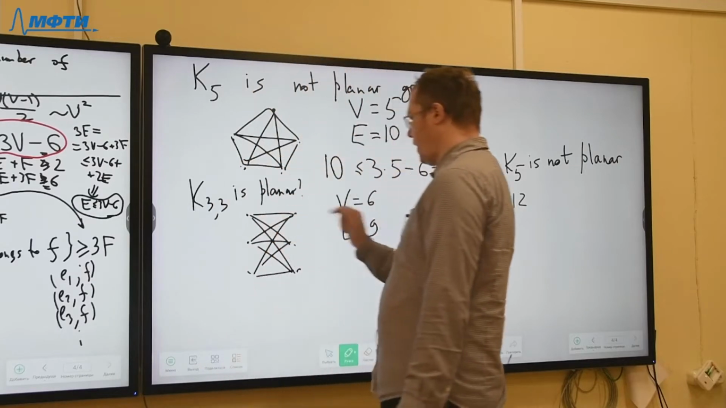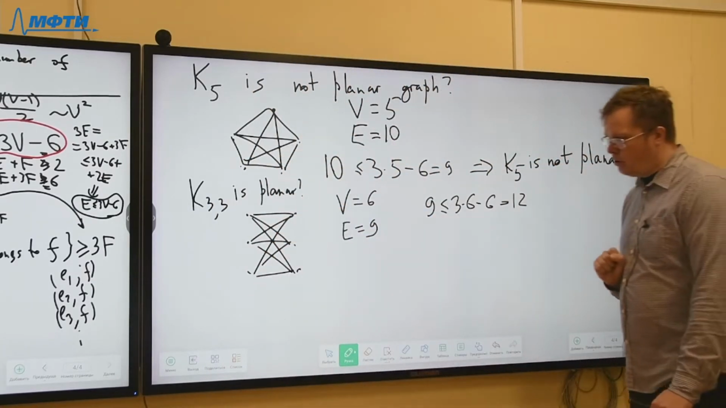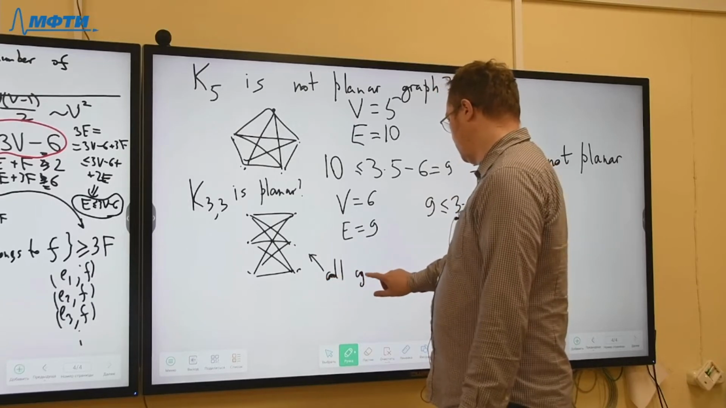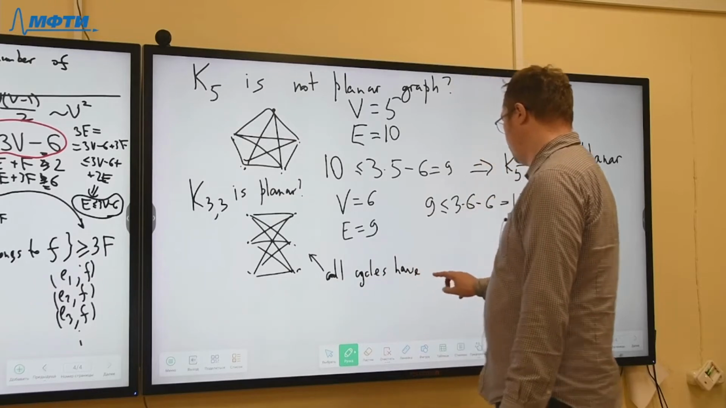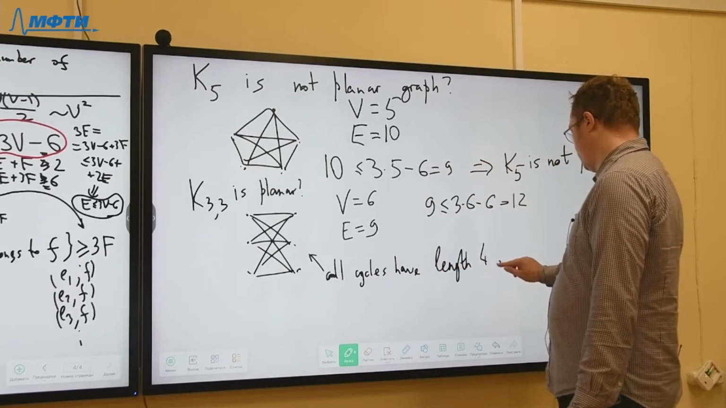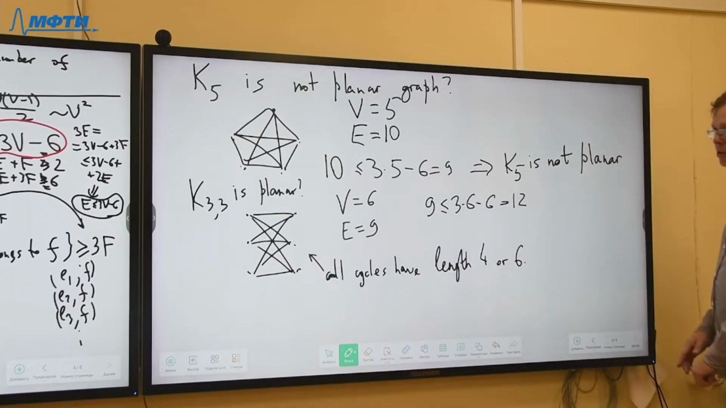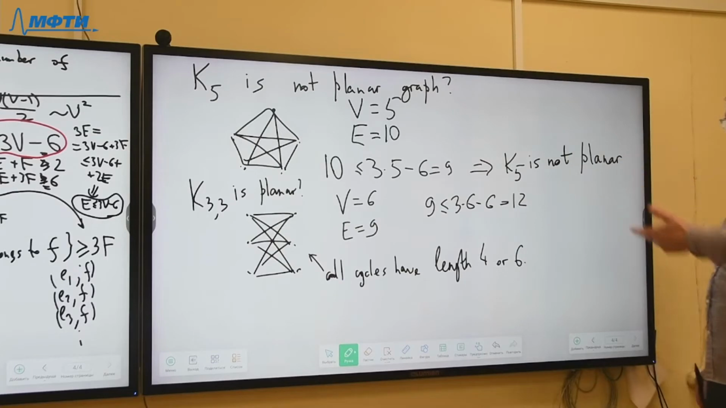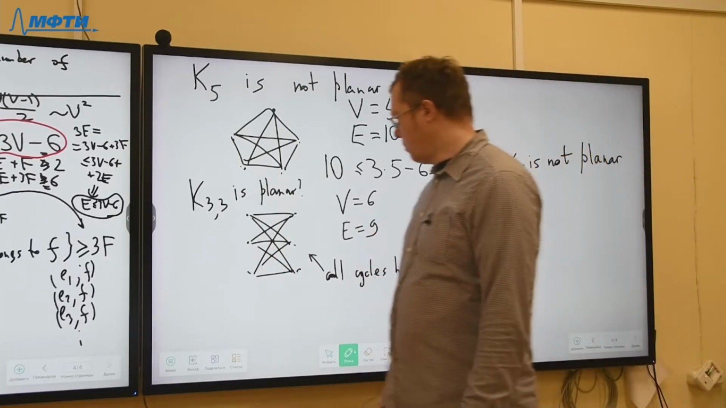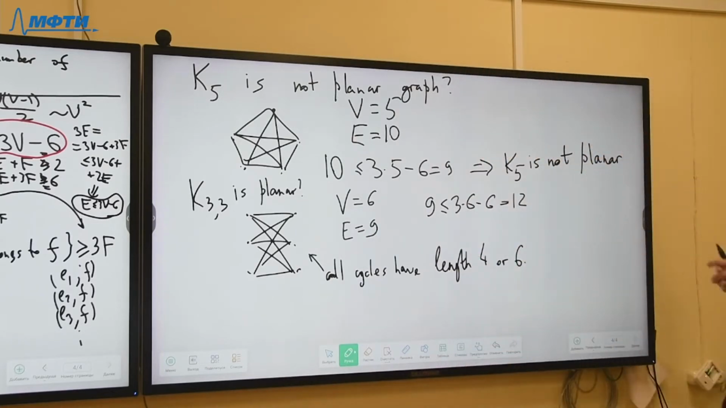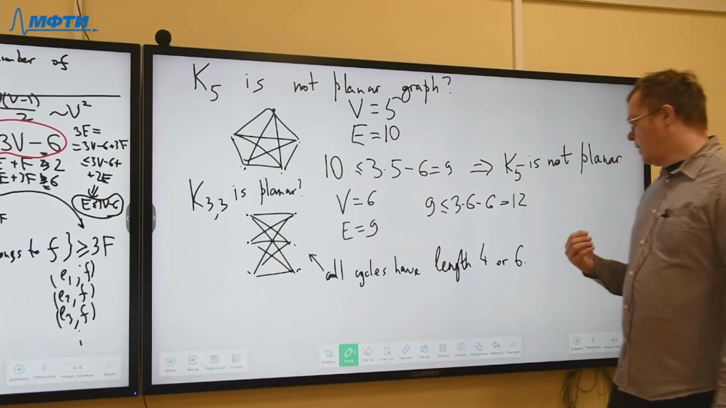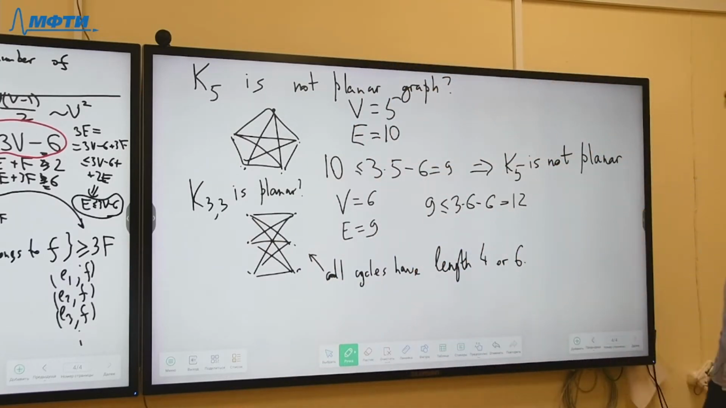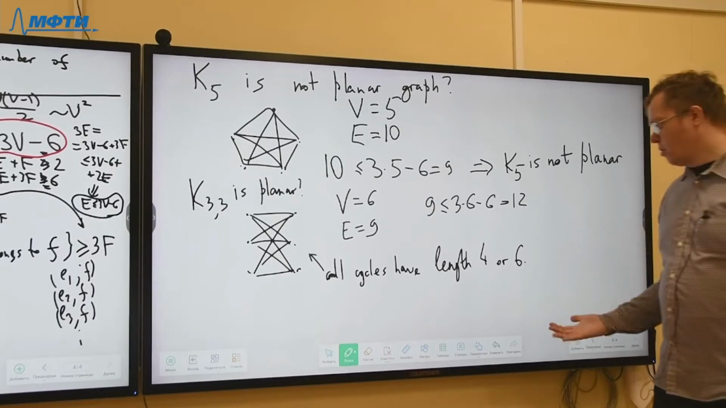But now, if we look closely at the structure of this graph, we see that all the cycles have length 4 or 6. Because it is bipartite, it has two parts, and we cannot return to the same part with an odd number of steps. It means that all cycles have length 4 or 6, so we have a better inequality here, because if we draw it on a plane, then all faces have 4 or 6 edges on the border.